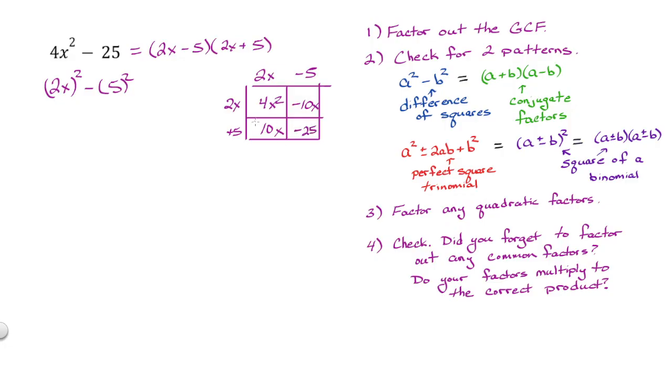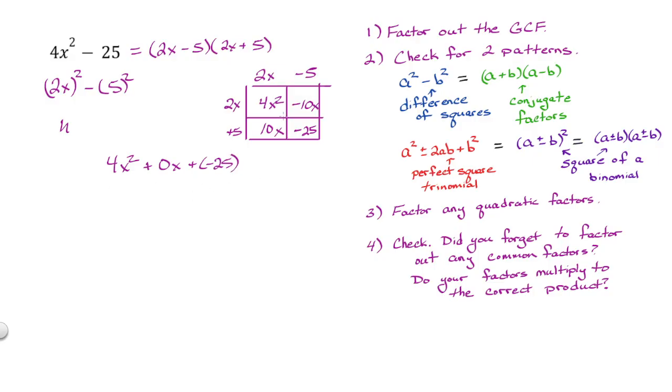Do the quick check. Do all 4 of these areas add up to my original product? 4x squared is right there, negative 25 is right there, and negative 10x plus positive 10x is 0x, and there is no linear term here. So it would be 4x squared plus 0x plus negative 25, if I was going to write this with every term and write it as addition.